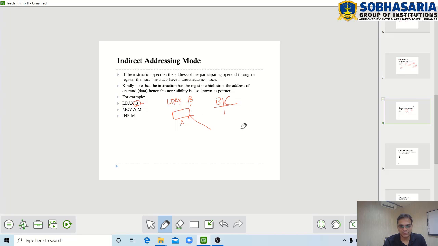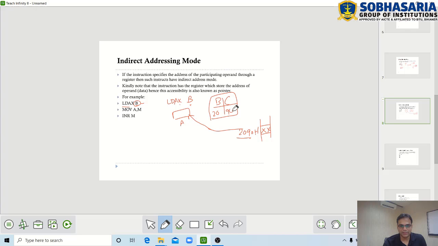Data will exist at some memory location, suppose 2090H. So data is available here, and I don't know what the data is, right? This is the data which is going to be loaded into the accumulator, and the address of this data, 2090, will be available here.